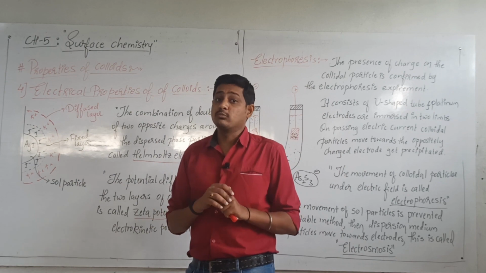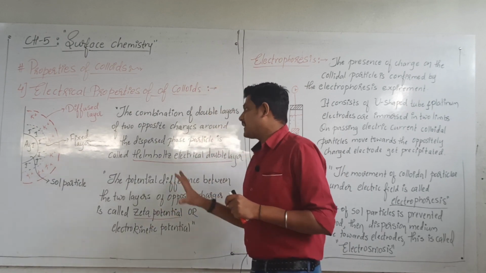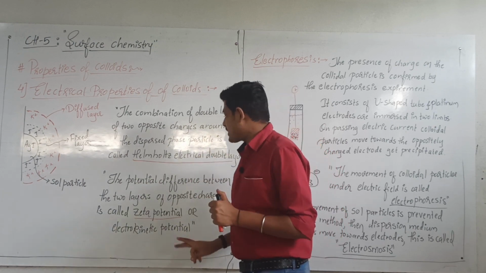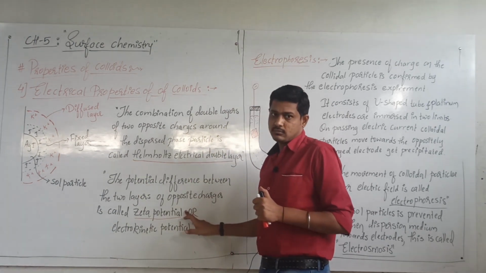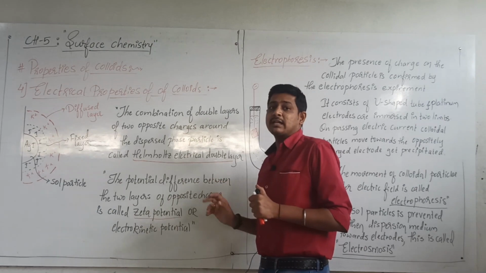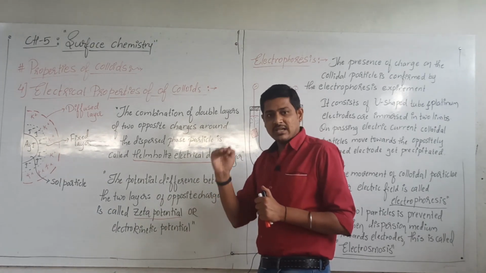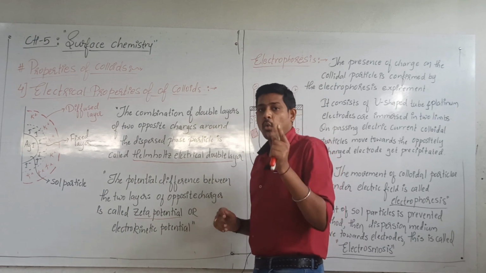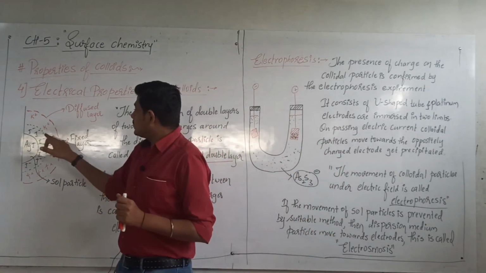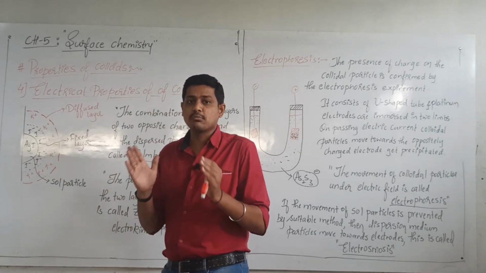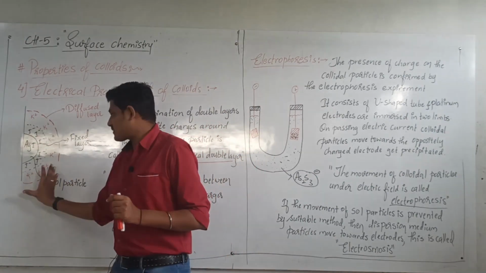Now I want to add one more point here. For any colloid, stability depends on zeta potential. If the zeta potential value is high, its stability will be high. If the zeta potential value is less, then its stability is less. Why? I'll tell you why. If the potential difference between these two layers is more, then the colloid will be more stable.